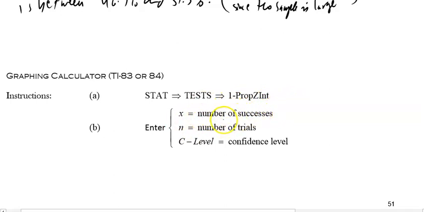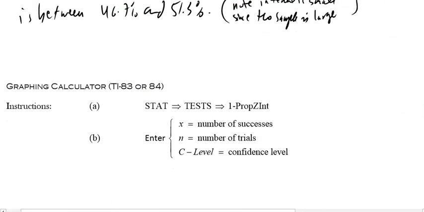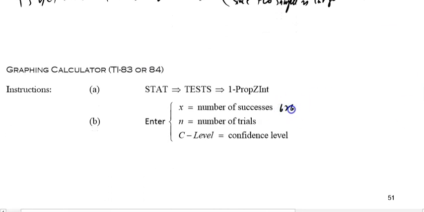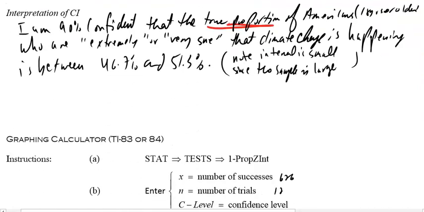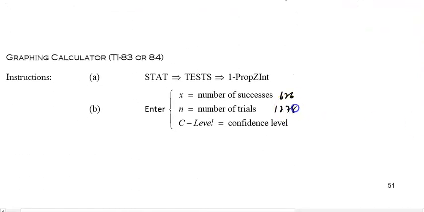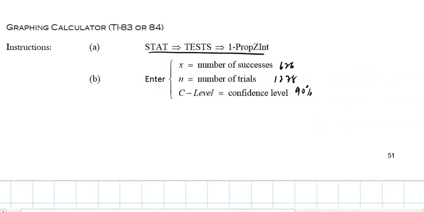They need x, which is the number of successes. In this case, it was 626. Number of trials, there were 1,278 altogether. And the confidence level was 90%. I could input and just use the calculator. Again, we're not going to do that yet.